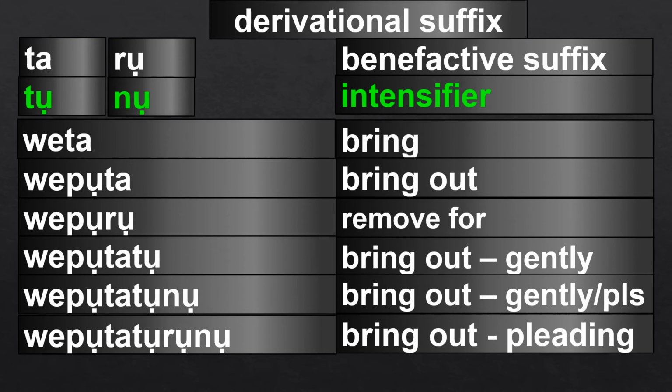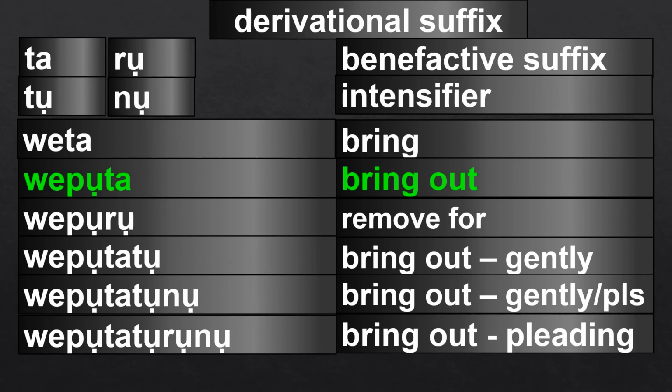So the simple verb root we used earlier is were. Were is the verb for take. Now when we suffix ta to were, it becomes weta, and it extends the meaning from take to bring. So weta is bring. So it's like saying take to me. That's what it means. Weta, take to me. So that is bring in English.